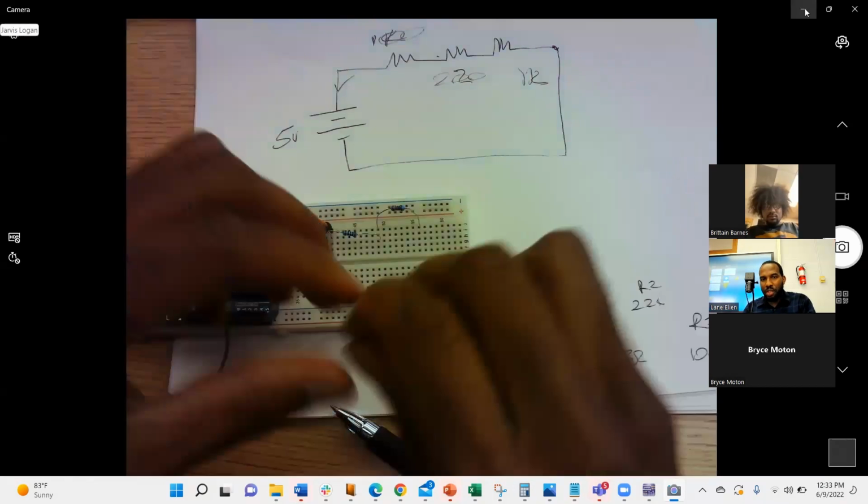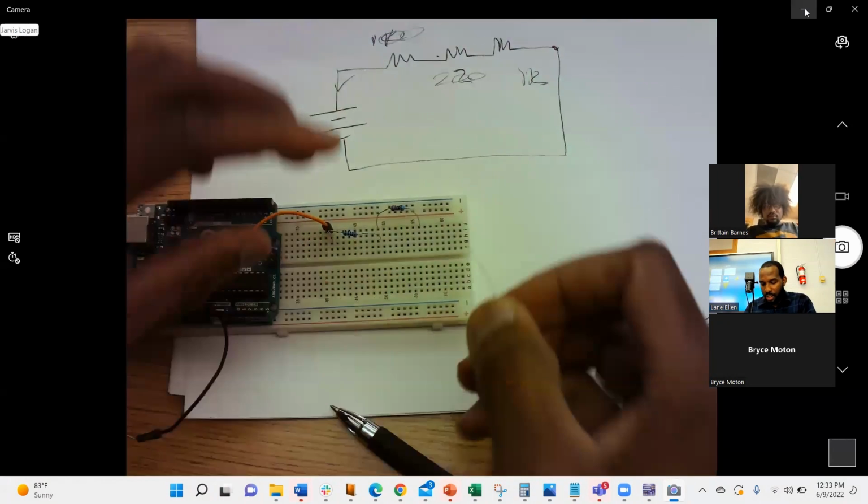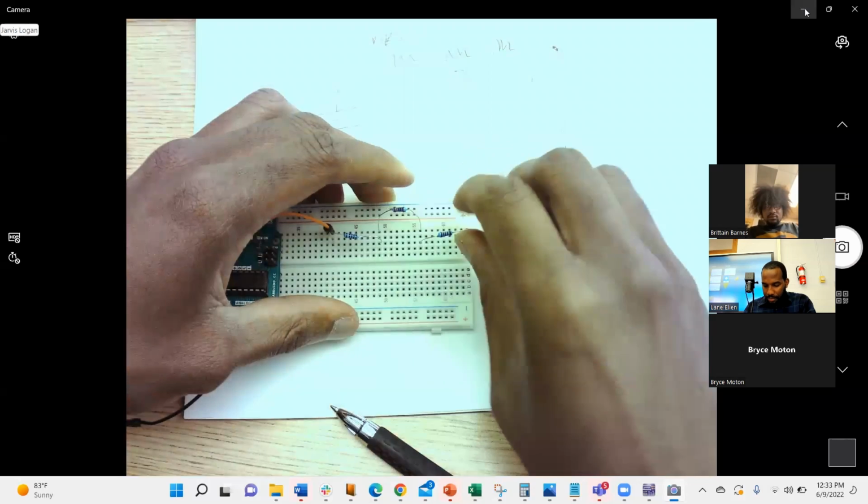Okay, and the last step is to connect my 1K ohm resistor. So I'm going to just put it here.